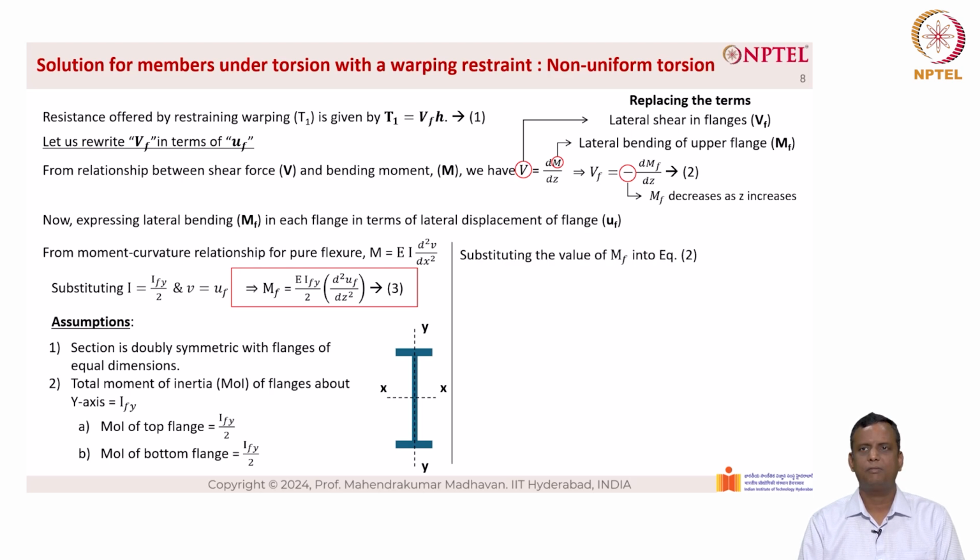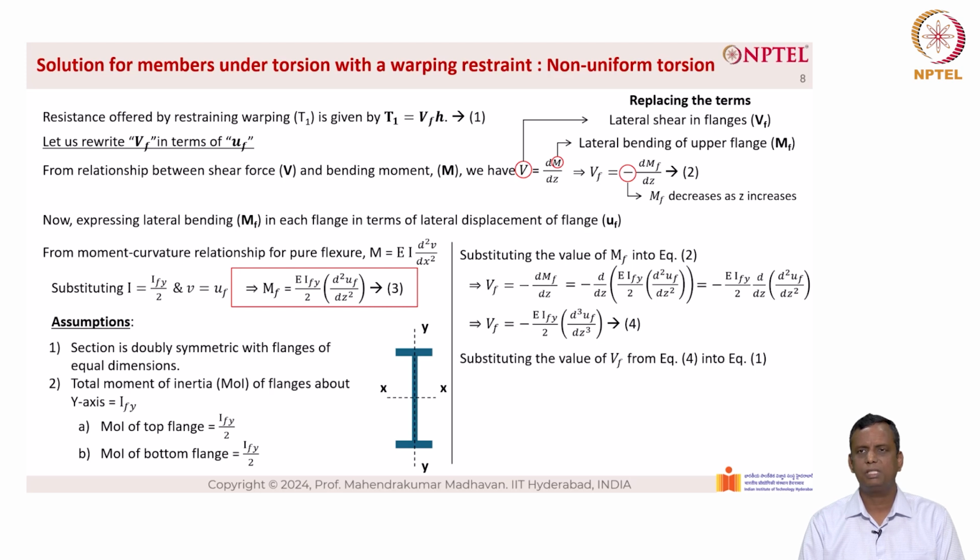Now substituting the value of M sub F into equation 2, we have V sub F equal to minus dM_F by dz, which is nothing but minus d by dz into E I_Fy by 2 into d square U sub F by dz square. So we have minus E I_Fy by 2 into d by dz of d square U sub F by dz square, which gives rise to V sub F equal to minus E I_Fy by 2 into d cube U sub F divided by dz cube, which is equation 4.